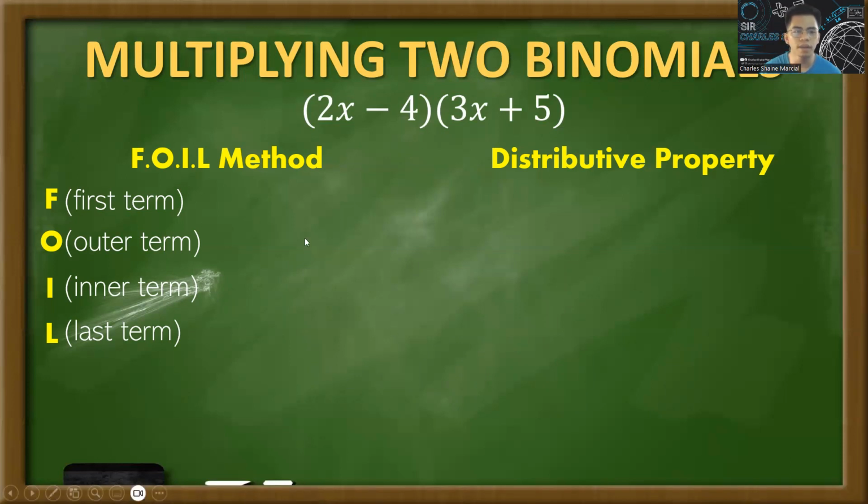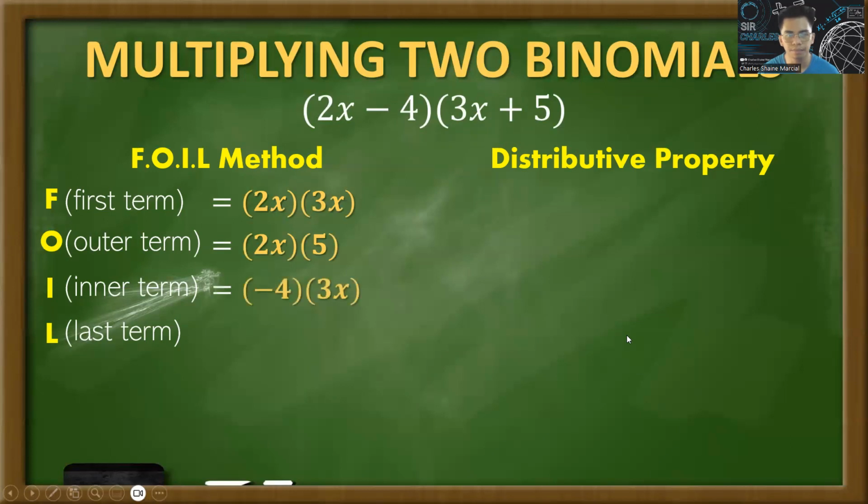Now, paano natin siya gagamitin or paano natin siya isosolve using FOIL method? So, ang gagawin natin, kukunin natin lahat ng first term and yun muna ang imumultiply natin. Alin yung first term? Yung unang monomial na nakikita natin sa dalawang binomial. So, we have here 2x and 3x. So, that is the first term. And for outer term naman, we have 2x and 5. So, yan yung imumultiply natin for outer term. For inner term naman, yung dalawang number na nasa loob, that is negative 4 and 3x. For last term naman, lahat ng last term, itong nakikita nating constant, which is negative 4 and positive 5.